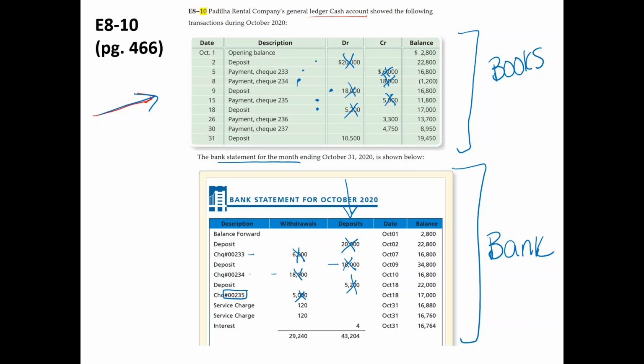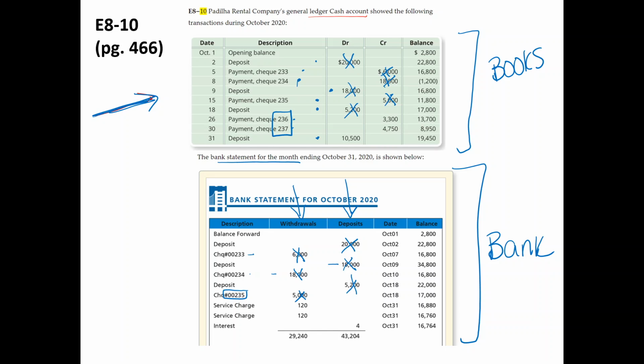Now we have check 236 and 237, but those are not being withdrawn on the bank statement. So we can't cross those out. These are going to be reconciling items. And what type do you think they are? So a check that's been written and mailed out, so it's recorded on the books, but it hasn't cleared the bank, is an outstanding check. So these two items will be our outstanding checks.